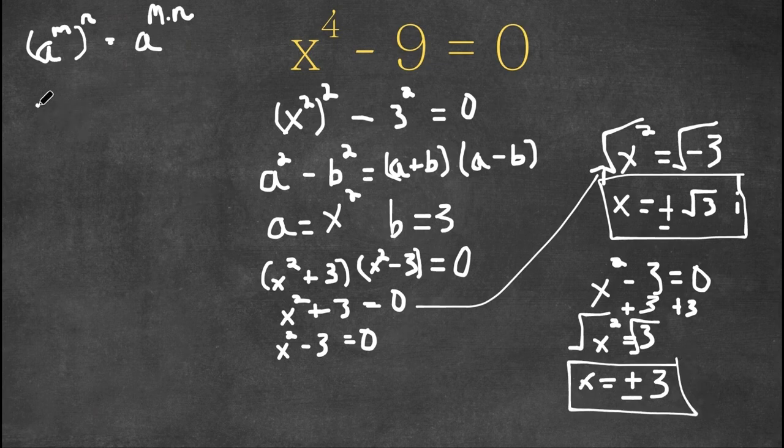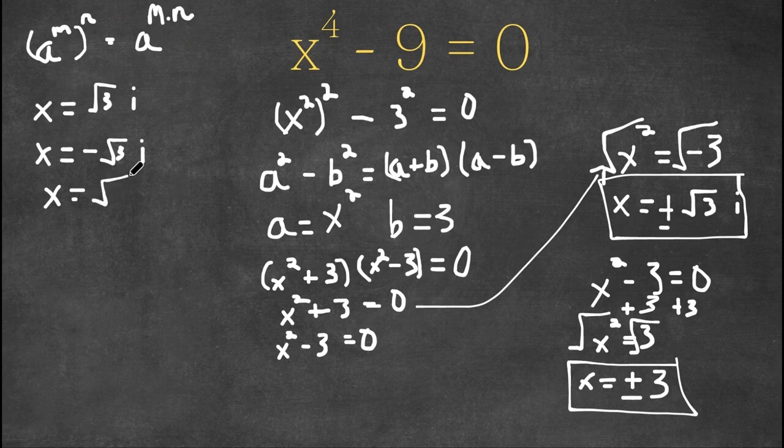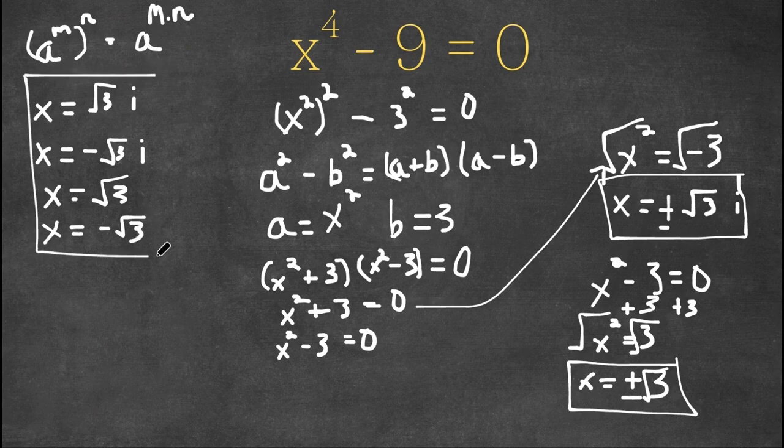So now our four solutions are x equals square root of 3i, x equals negative square root of 3i, x equals square root of 3, and x equals negative square root of 3. Sorry, forgot to put that over here. So these four are our solutions.